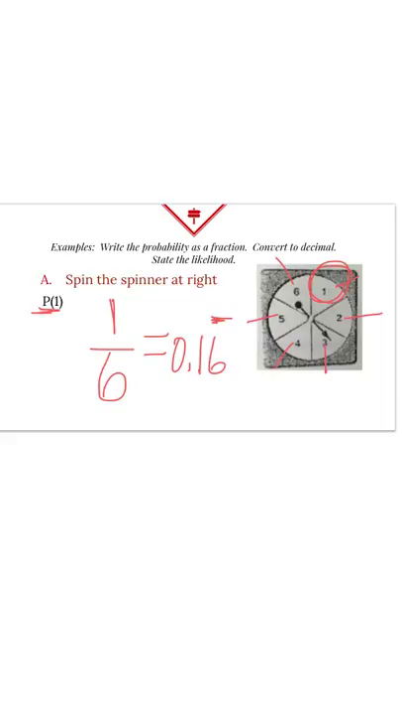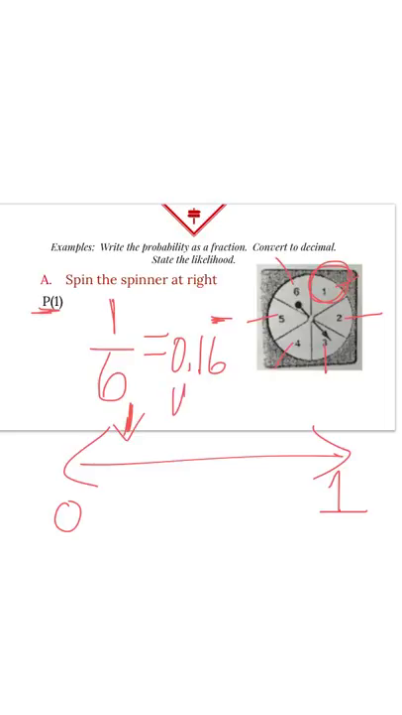When you look at our number line, remember that 0 was totally not likely, it's impossible. Then we have the 1, which means that it's always going to happen. Absolutely, it is possible. When you look at where 0.16 would be on there, that would be really low. So that means that how likely it would be is unlikely.